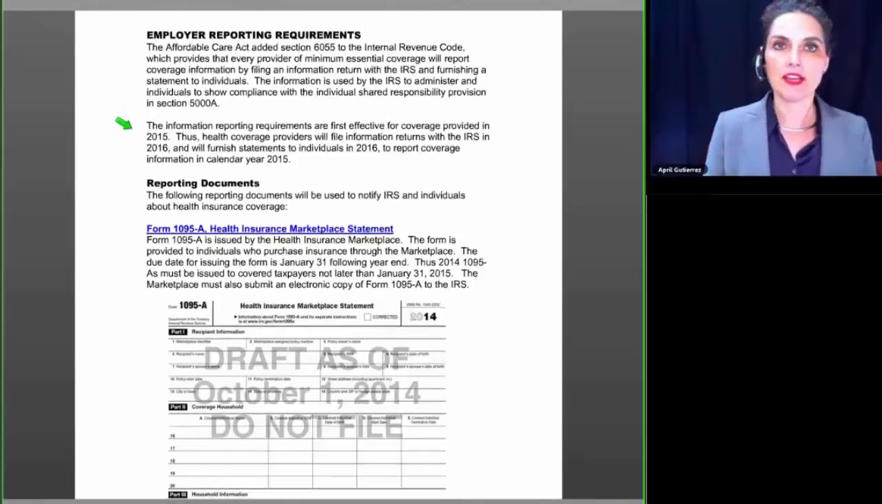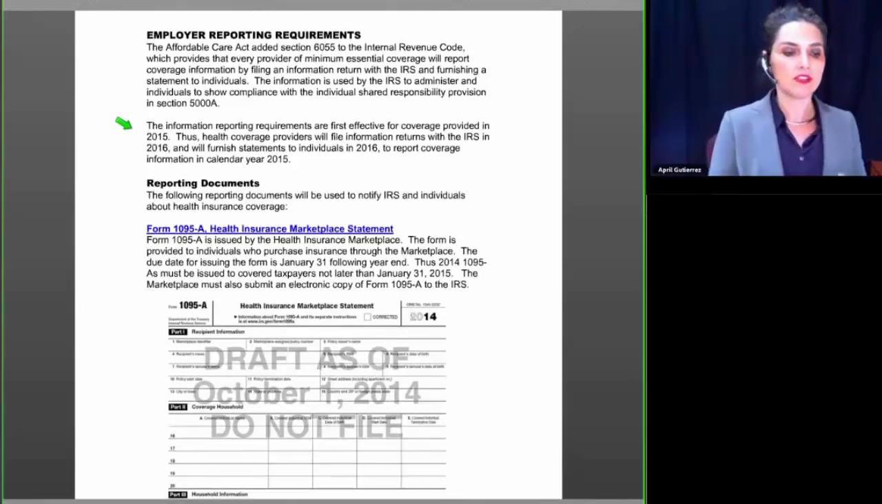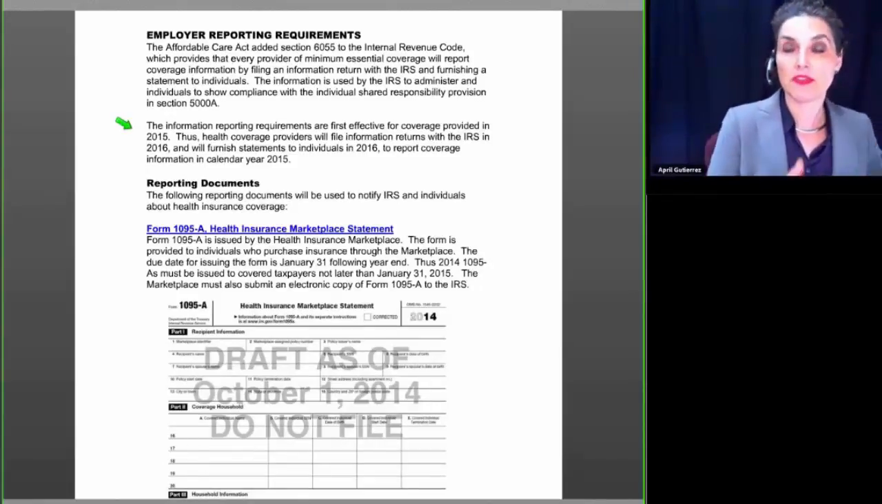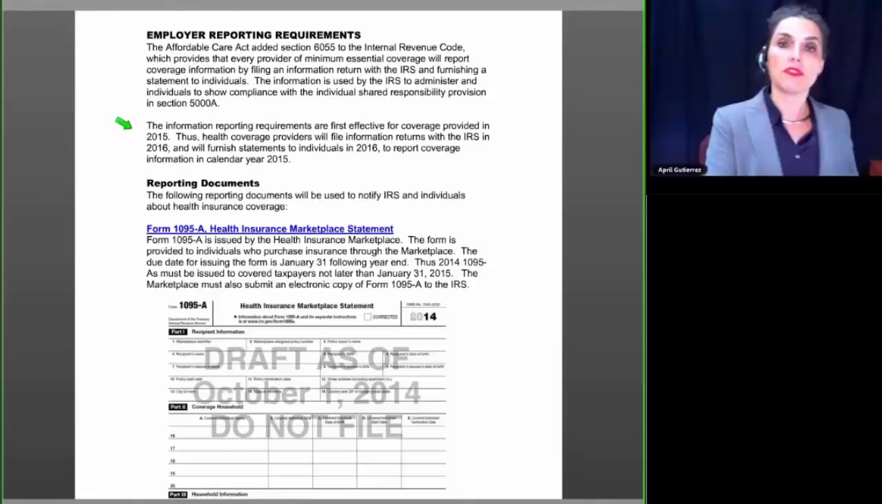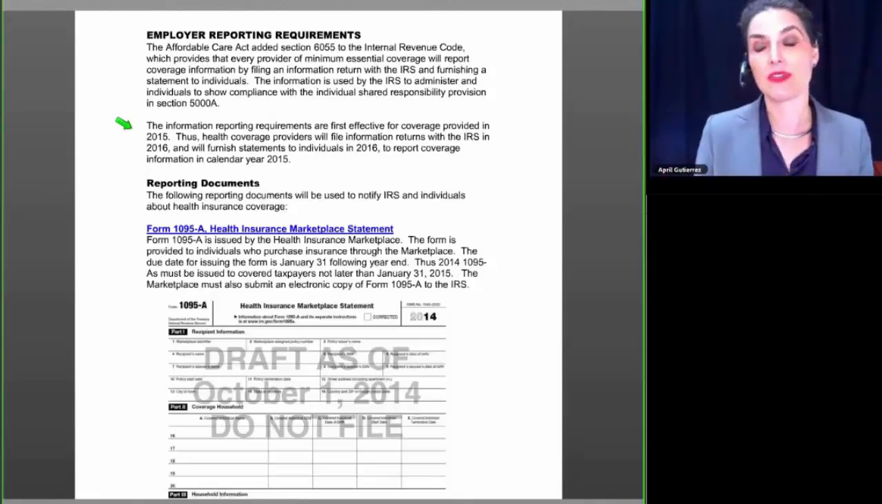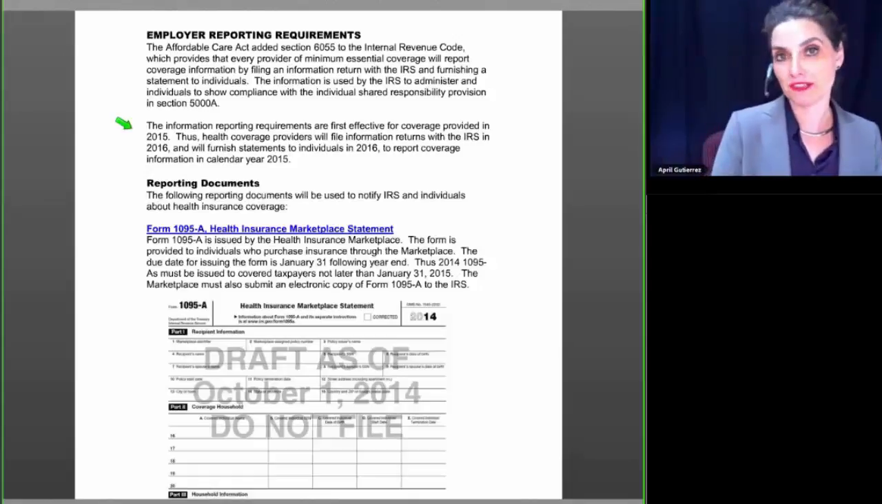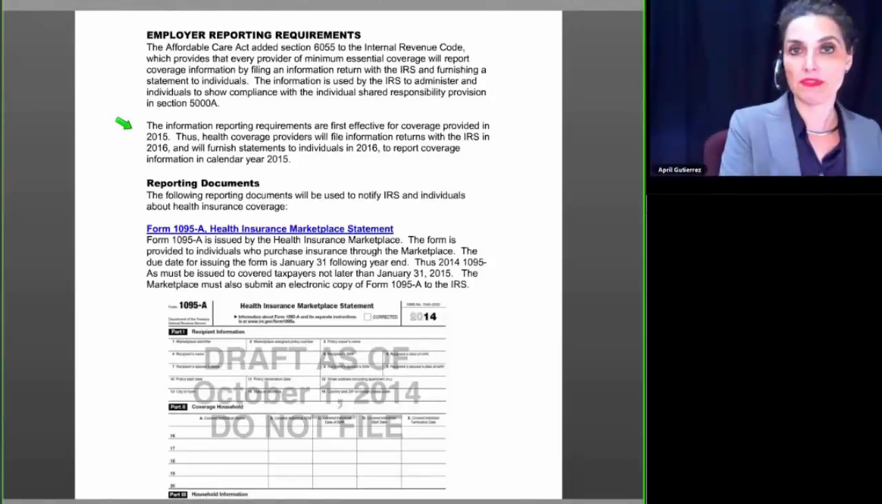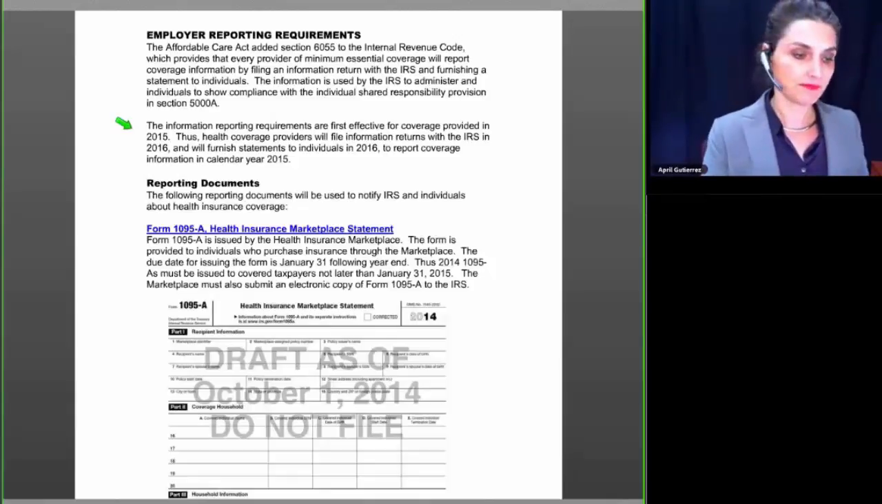So basically, IRS is saying employers need to issue documentation to an employee that tells the employee that they had health insurance coverage, so that the employee can then go to their personal tax return and say, I was covered, and therefore I don't have to pay the individual penalty. The employer also issues that document or a copy of that document to the federal government.